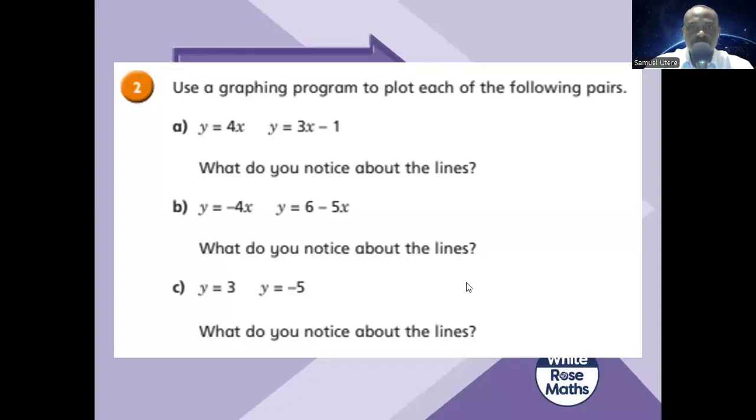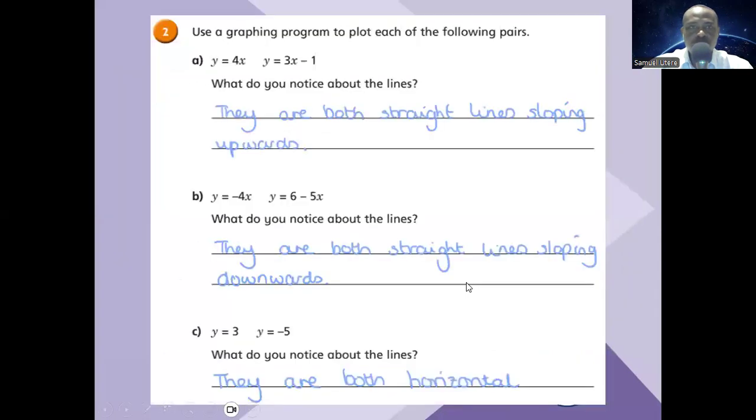Okay, the question is, what do you notice about the lines? So here are the answers. Okay, we've done our graphing. We've seen how the lines behave. So they are both straight lines sloping upwards. Why? This number here next to the x is positive. You can see that, this one. Yeah, it's positive. So we know, let me make it red, that it's going to slope upwards. Okay, let's rub that off.